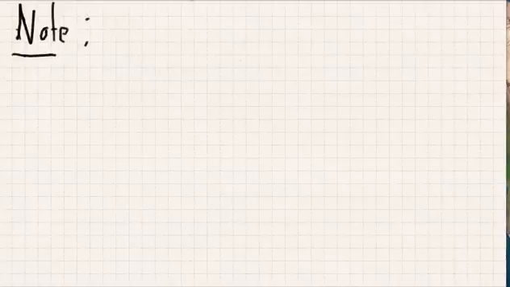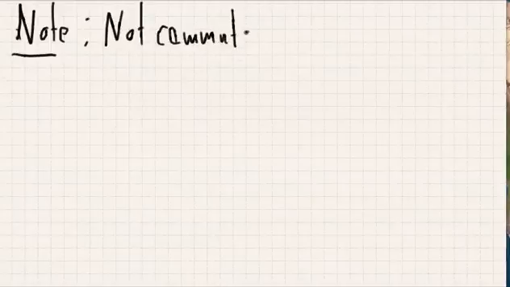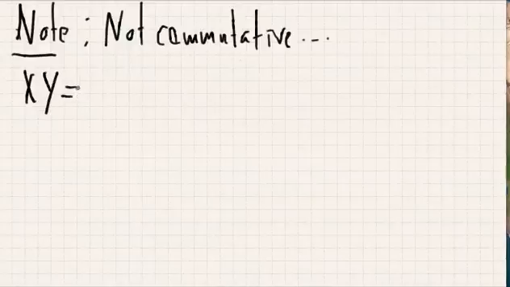Okay. Let's see some weird things about multiplying matrices. There's some things that we have to worry about. First of all, multiplying matrices is not commutative, so not commutative in general. What this means is that if I take two matrices x and y, in general, x times y is not equal to y times x. And this is easy to see in some cases.